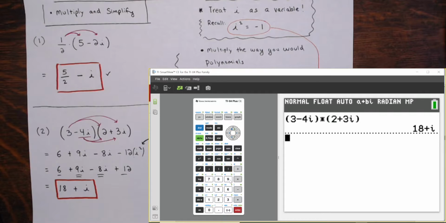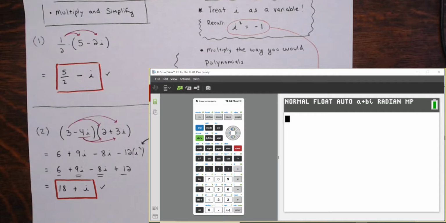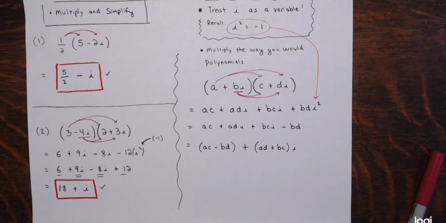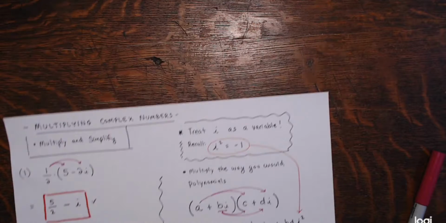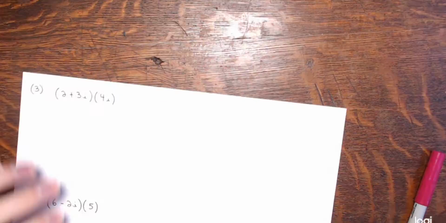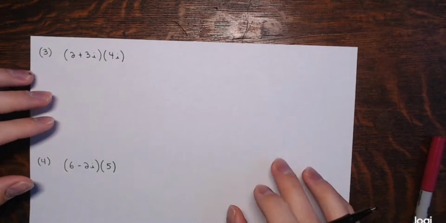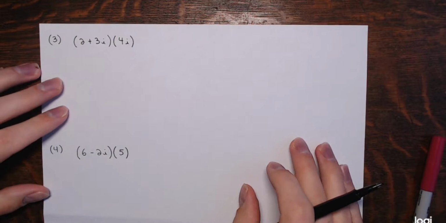Okay. And we're getting 18 plus i, exactly what I got there. Fantastic. All right, wonderful. All right, so next question, and I'm doing the same stuff for all these. There's a lot of distributing and remembering, but just remember that i squared is negative 1 and you'll be fine.